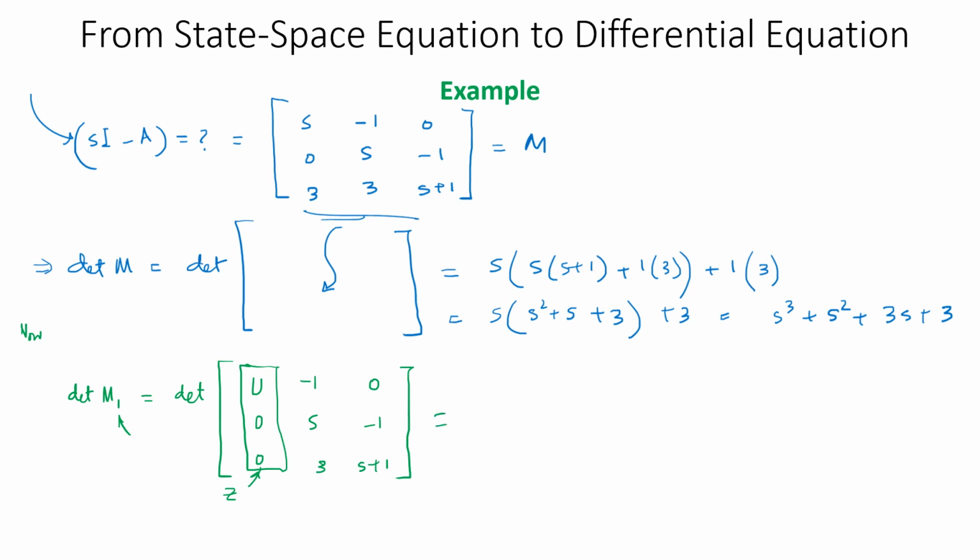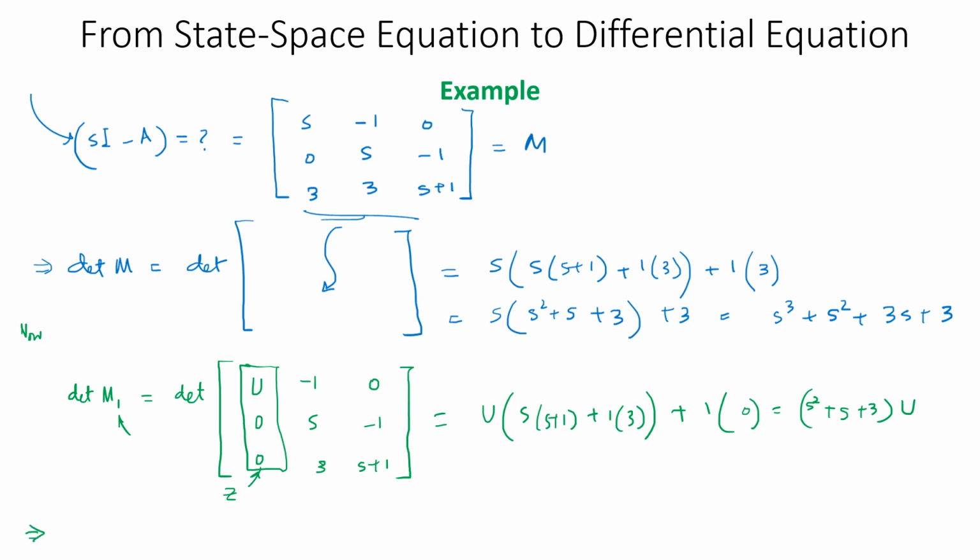Now you can take the determinant of this, and that would be equal to when you have U multiplied with S into S plus 1, and then you have plus 1 into 3, and then you have plus 1, and that actually comes out to be 0. So this would mean that this is to be equal to S square plus S plus 3, and then you have to multiply U with that. So this is your determinant of M1.